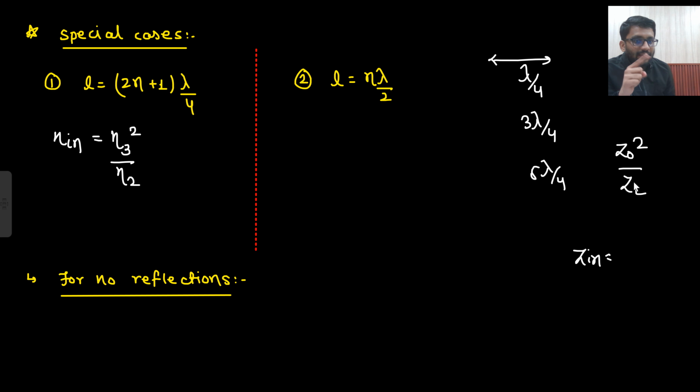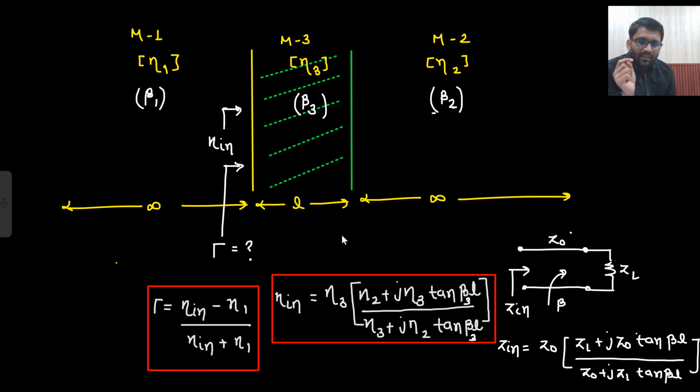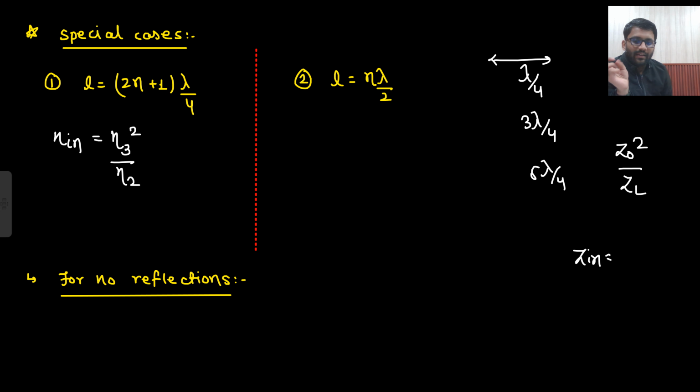Because what is working as what? Here I will just write down one thing, that my Z naught is equivalent to neta 3 and ZL is equivalent to neta 2. So this should not be that tough for you to remember. So similarly here, this will be your neta in. And then can you find the reflection coefficient? Certainly. I'm not writing down the formula, you can find the reflection coefficient.